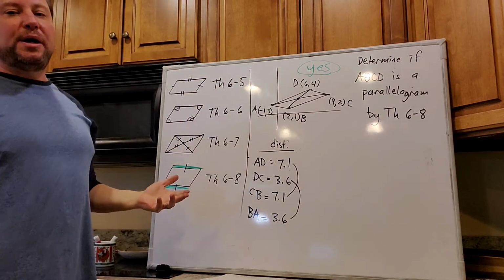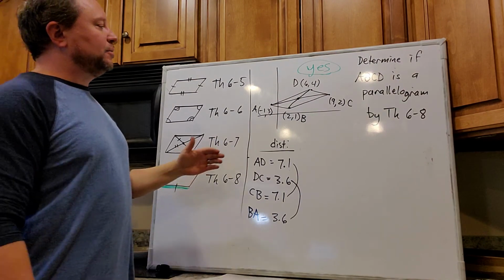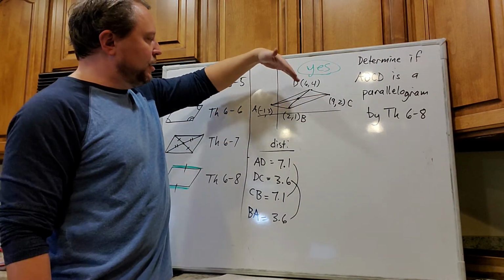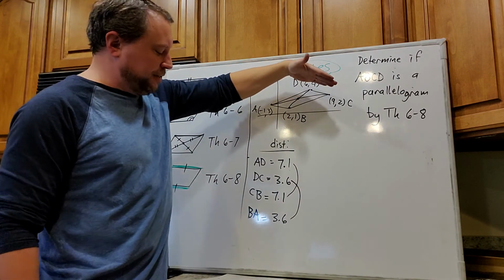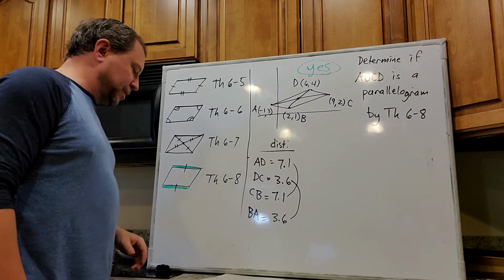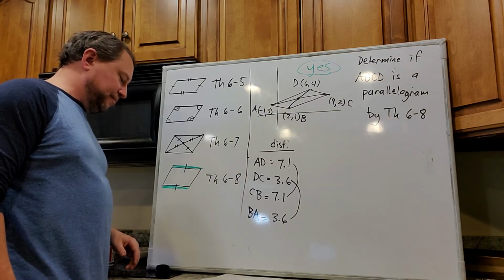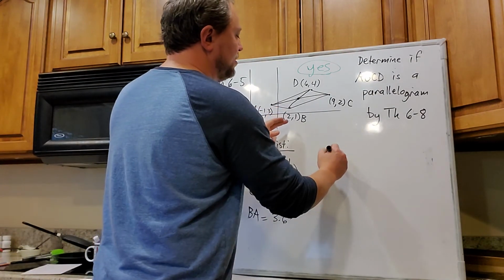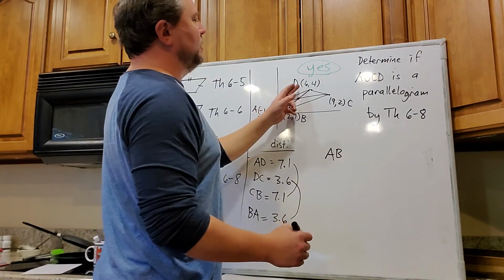Instead, I pick one pair of opposite sides. I don't care which ones you pick. It could be AD and BC. It could be AB and DC. Okay, it's your choice. You get to pick what pair of opposite sides you would like. I'm going to pick AB and DC.